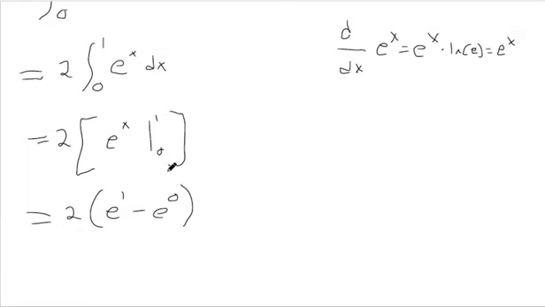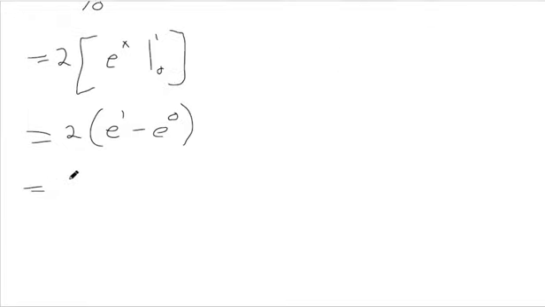And if you do that, e to the 1, this is e to the first power, so just e, and then e to the 0 is just 1, because anything to the 0 power is 1. Then we can distribute that 2, so our final answer is 2e minus 2. That's our integral.